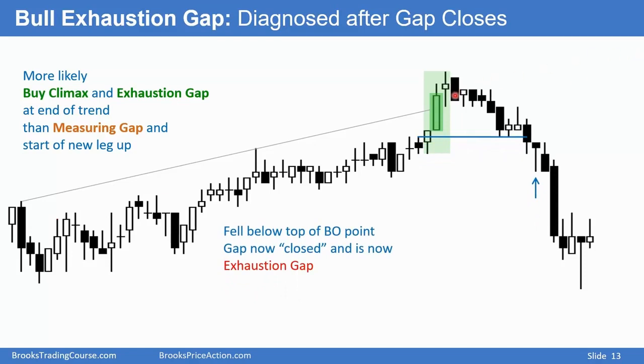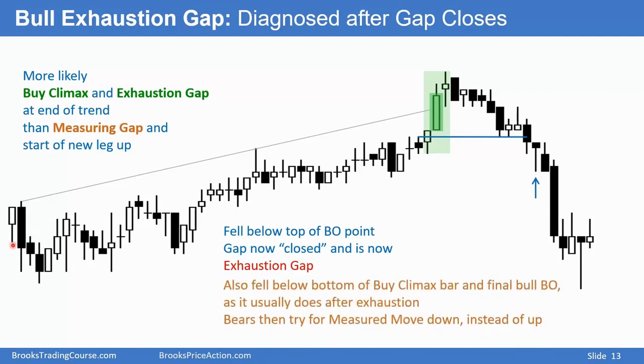Here we got bad follow through. The gap closed. We fell below the breakout point right here. And at this point, this is an exhaustion gap bar, and the bears got a reversal down. It also fell below the bottom of the buy climax and fell for about a measured move down from the top of the buy climax to the bottom of the buy climax. And here's a measured move down.